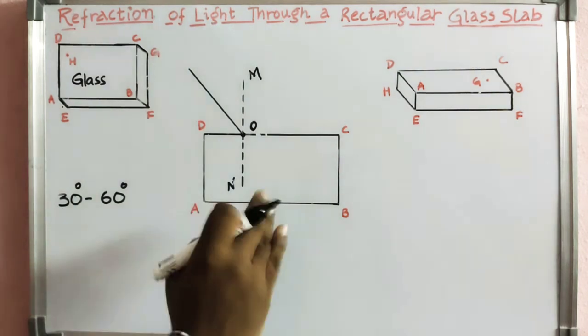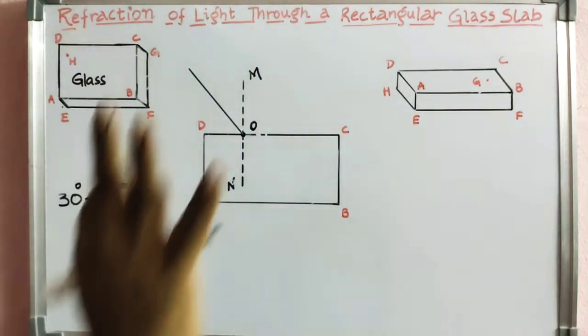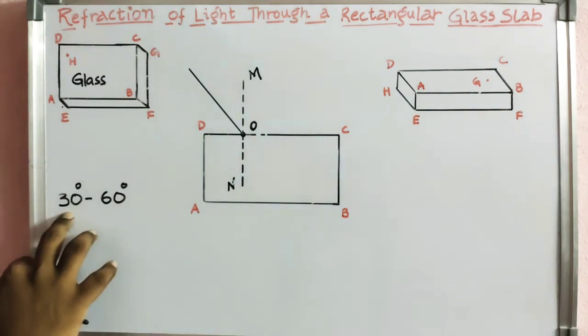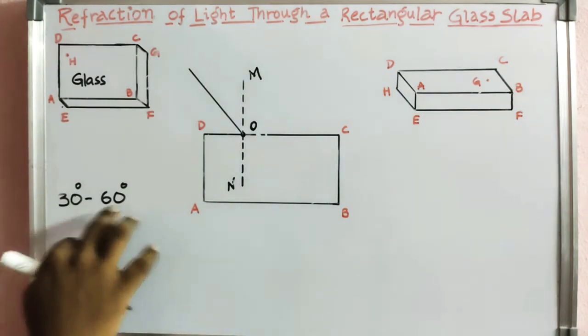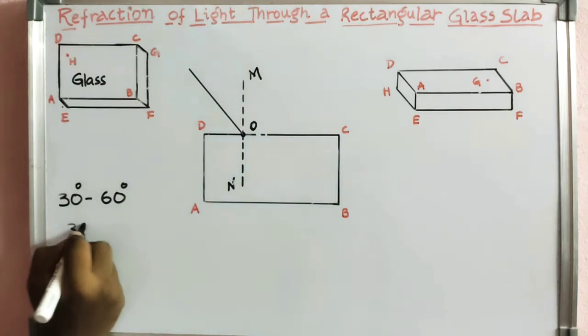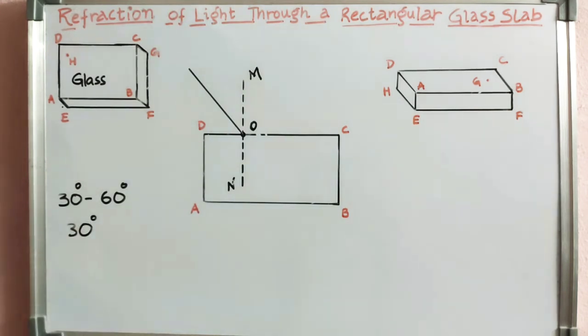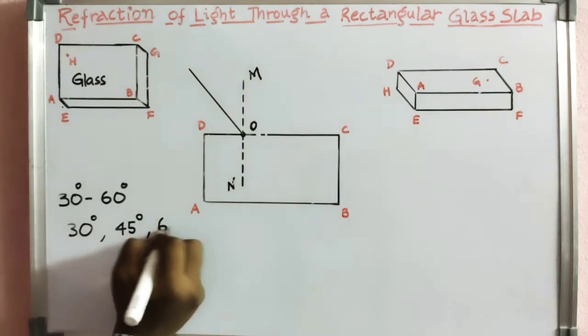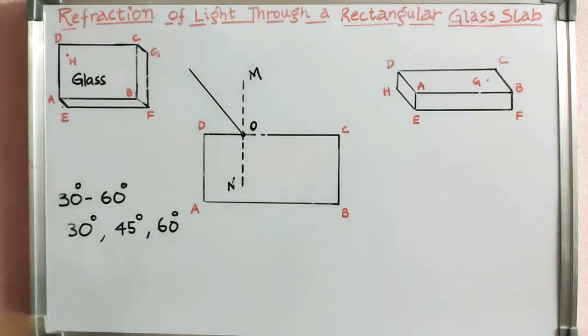This experiment you have to repeat how many times? At least 3 times. So it is better to take 30 degrees in experiment number 1, 45 degrees in experiment number 2, and 60 degrees in experiment number 3. See, three angles are here. You can take these angles if you want, or it's your wish. You can take any angle, but don't take 0 or 90 degrees.